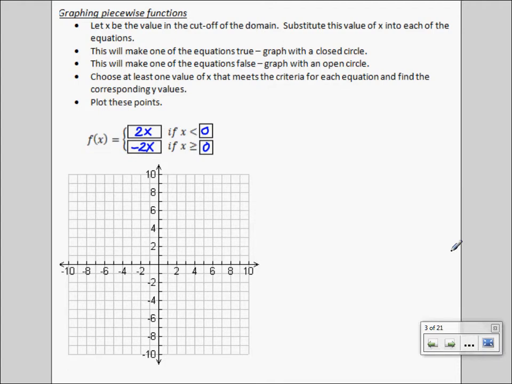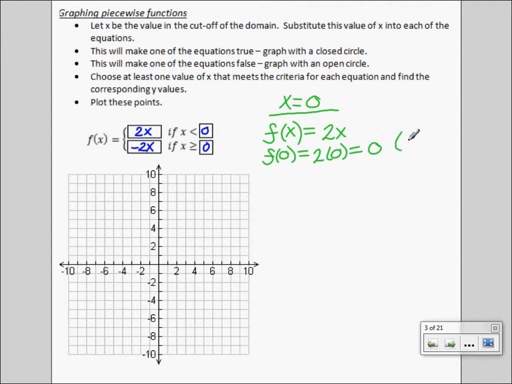Plot these points. Okay, so first what we need to do is say that our domain is at 0 here, it looks like. So we have x equals 0. So we're going to write our equation. We have the first one of f of x, we're just going to include this 2x. So what we need to do is say f at 0 is 2, and in place of x just write 0, and what that's going to yield is 0.